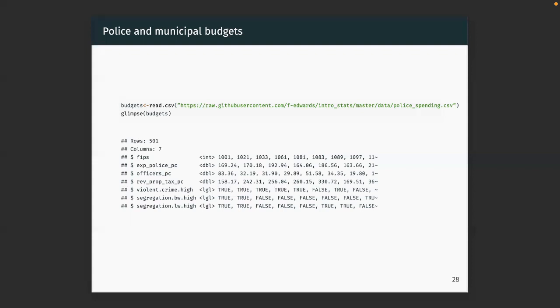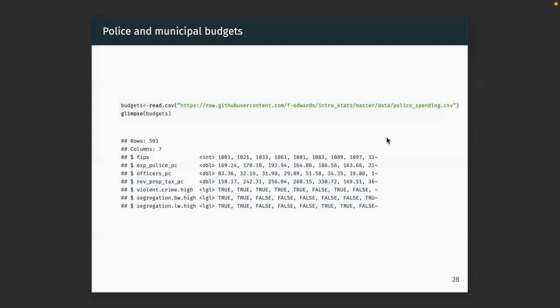Violent crime is just a binary for whether the violent crime rates in that county, according to the Uniform Crime Reports, are higher or lower than the average. Segregation, BW high, is whether black-white residential segregation in that county is higher or lower than the average in the country. And same for LW, whether segregation between Latinx and white people is higher or lower than the average in the country. So we have two measures of racial and ethnic segregation, one measure of violent crime, one measure of overall revenues, one measure of police staffing, one measure of police spending, and a county level identifier.